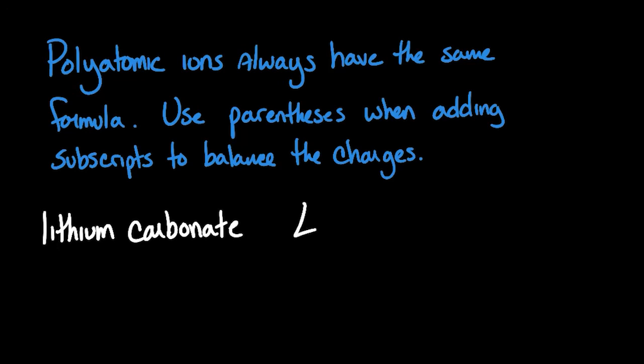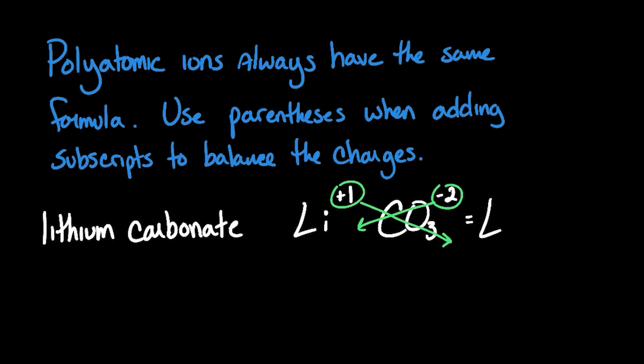So lithium is Li, it's an alkali metal with a +1 charge. Carbonate is a polyatomic ion with the formula CO3 and a -2 charge. Now these charges don't balance, so I can use the crisscross method in order to get to my chemical formula. So in this case, the chemical formula of lithium carbonate is Li2CO3.